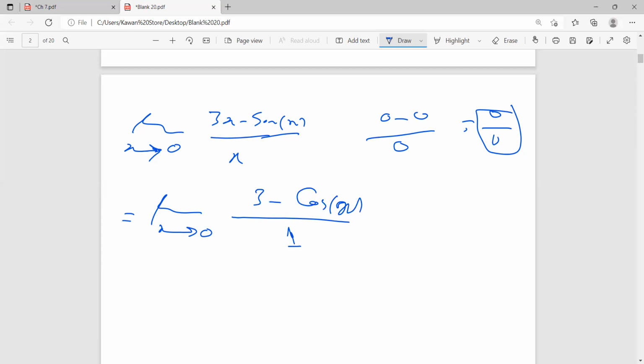After each derivative step, you should substitute the value. So in that case, I'm going to substitute, and I'll get what? I'll get 3 minus 1, since cosine of 0 is equal to 1. So as a result, I'll get 2. So from indeterminate form, we get the result. That's it. Easy? Do you have any comment?